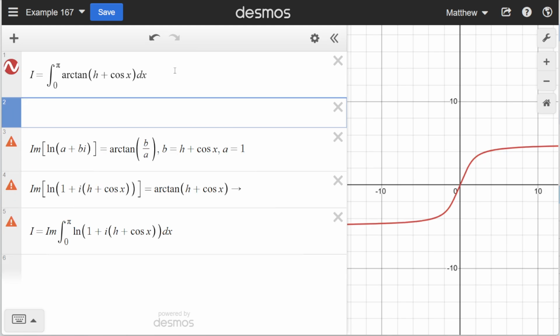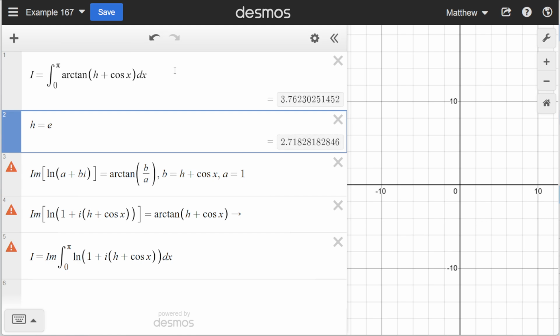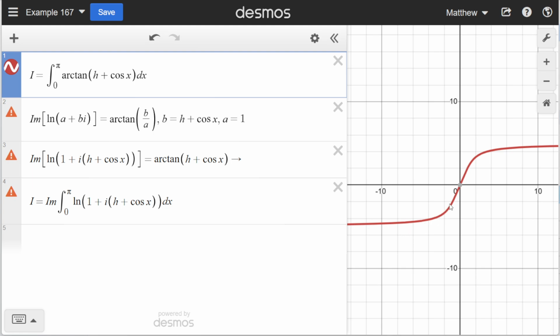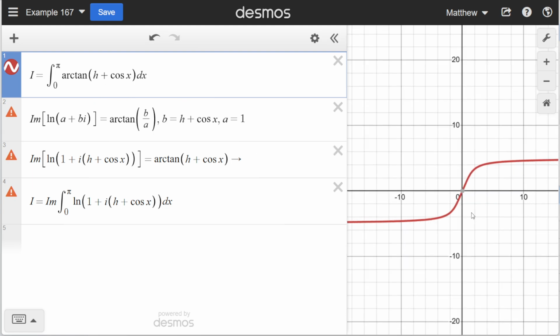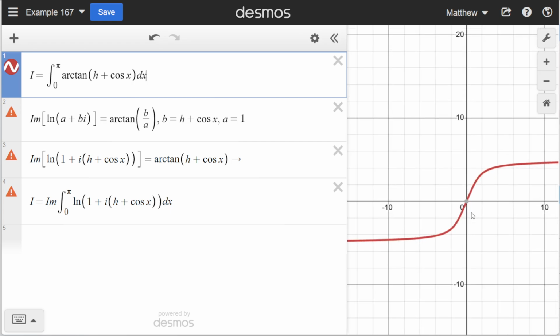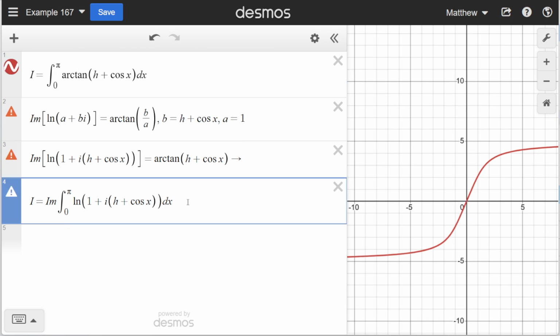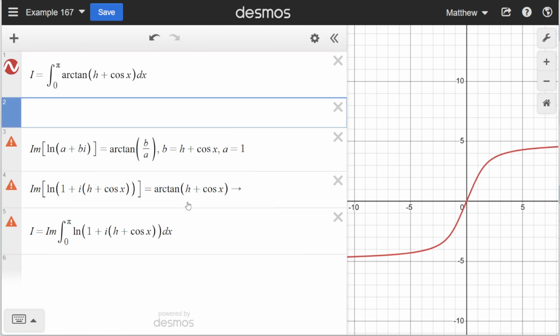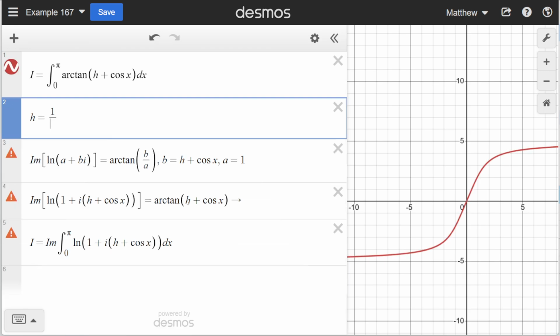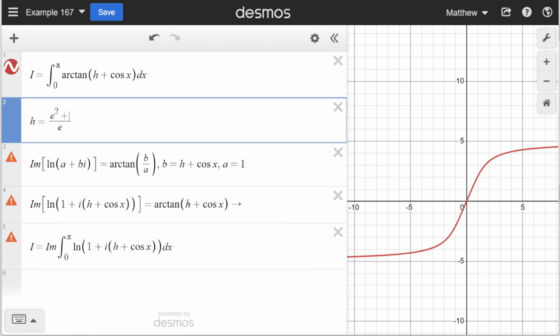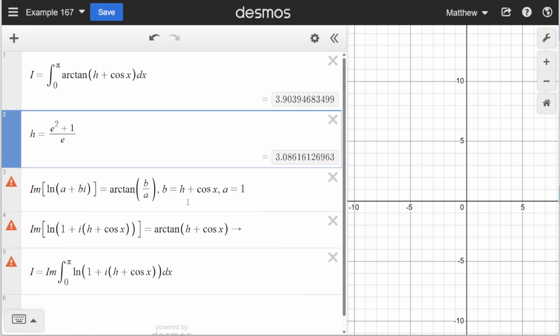Let's put in some value for h. Let's let h equal e. Now you can see that at h equal to e, we have this expression. This is what the graph of I would look like for various values of h. If we zoom out, we can see that it's continuous from h equals negative infinity to infinity. So where was I? That's right, we're going to plug in a certain value for h. We'll let it equal 1 over e, and we'll do e squared plus 1, just to give it a really nasty value for h.